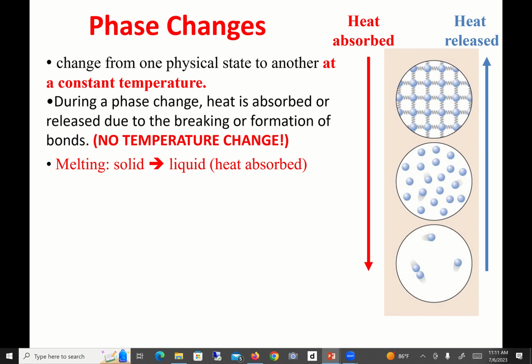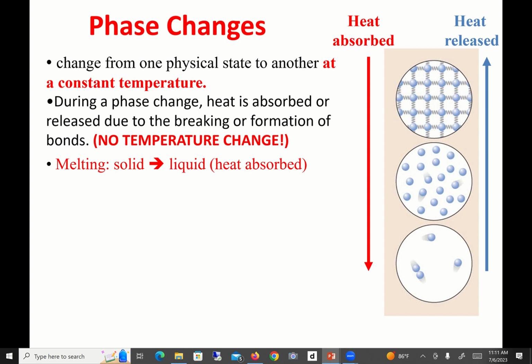Another thing that can happen when you heat something up or cool it down is that it can change its phase. You remember the 3 physical states that we talked about? Liquid, solid, and gas. A phase change happens when you go between those different phases. So during a phase change, heat is either absorbed or released due to the breaking or the formation of bonds. And while it's changing its phase from one to another, there's no temperature change involved.